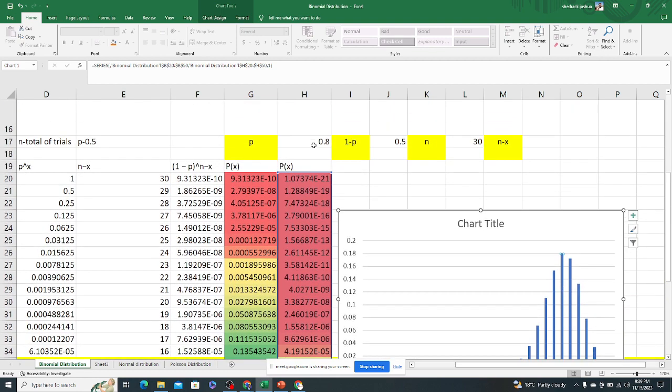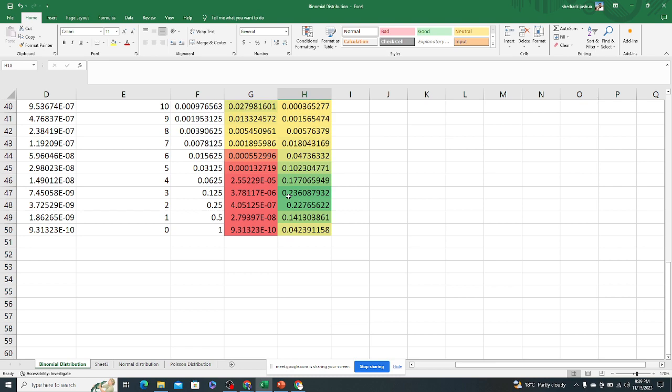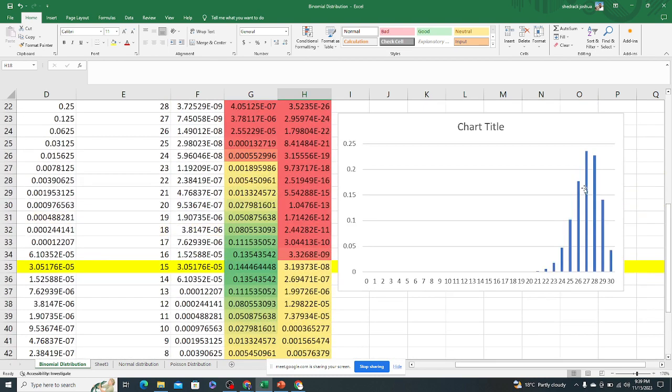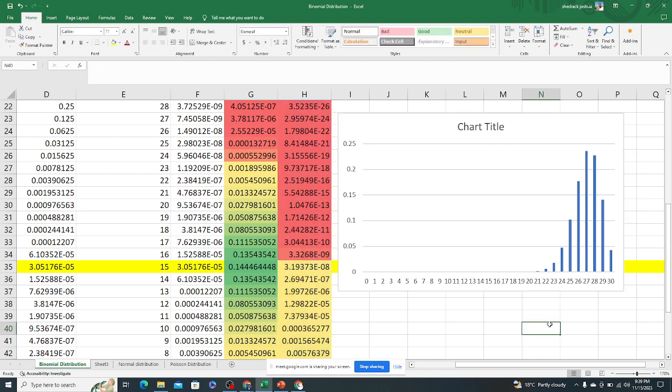Okay. All right. If maybe you change this to 90, 0.9, of course it will shift towards 30. And you can see the probability is high at 27. Meaning it will be 90% of our successful trials, meaning we'll have around 27 bulbs will light successfully.